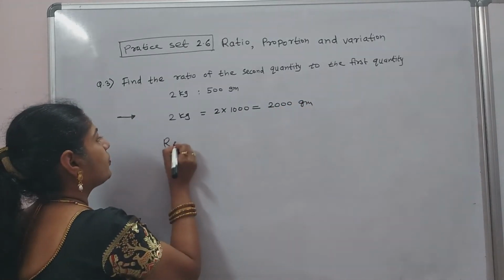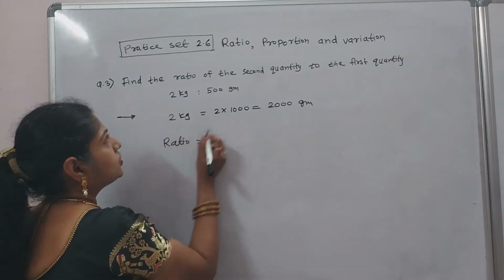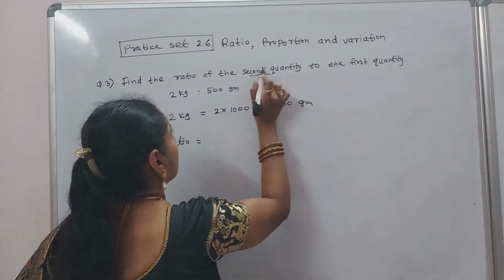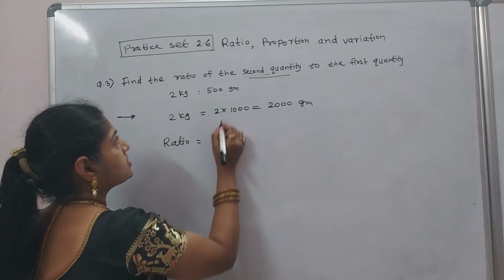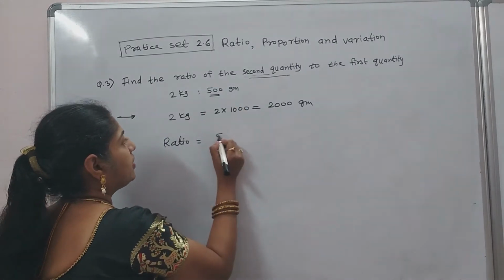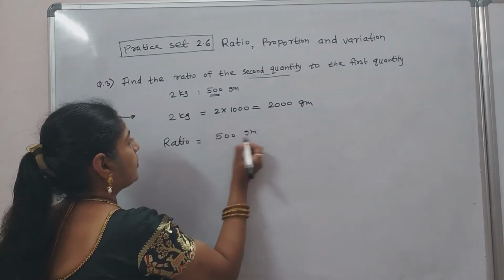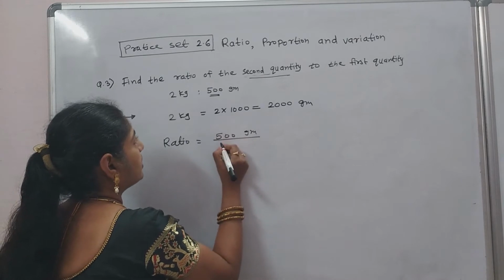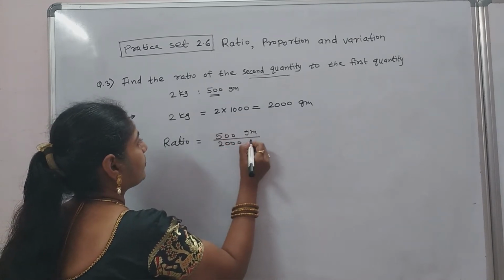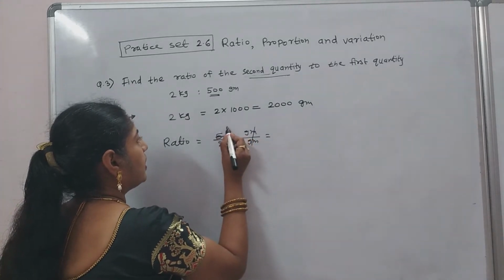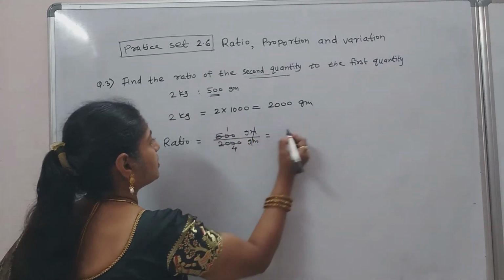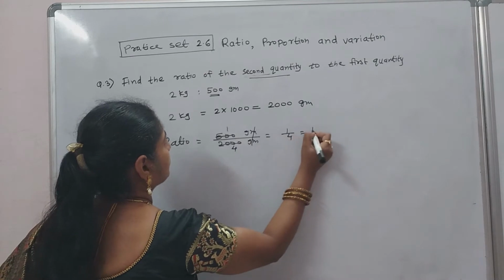Now ratio. What is the ratio? We are asked that second quantity to the first quantity. So first write the second quantity 500 gram and then first quantity 2000 gram. 500 4s are 2000. 1:4 ratio.